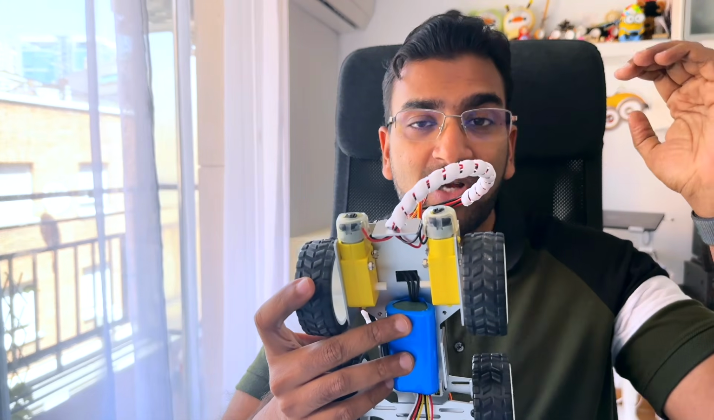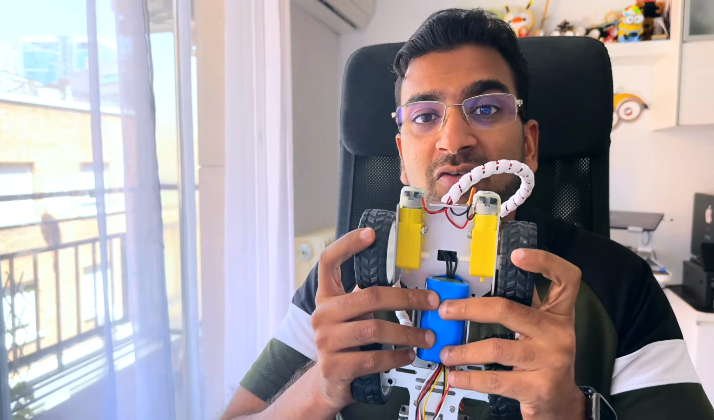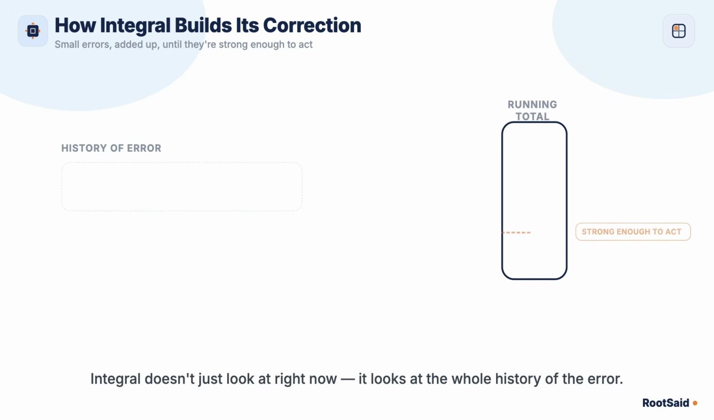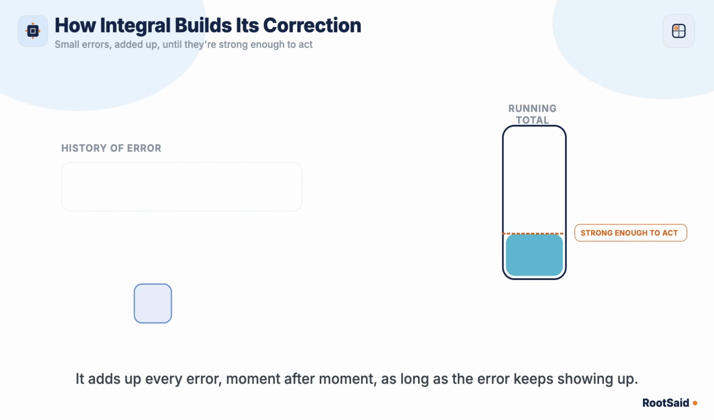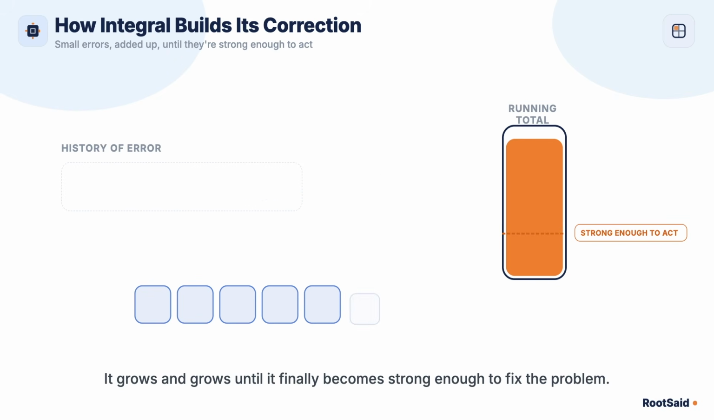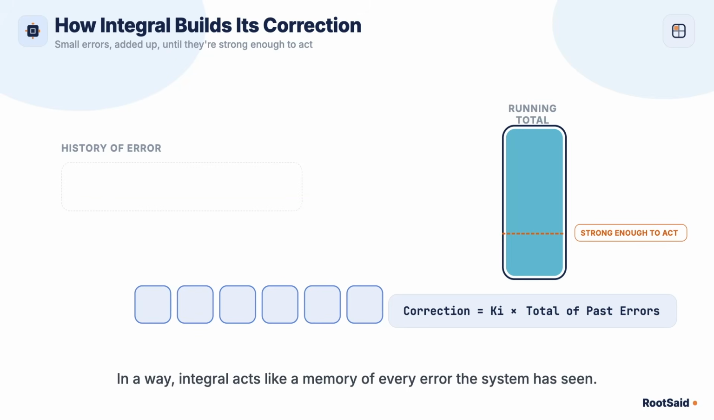But if the Kp value is too small, the motor might not be able to make that correction. Even though we don't see that difference very quickly, eventually these errors will add up and make a huge difference. So what I, or integral, does is look at the history of the error. It adds up all the errors over time. If the error does not go away, this total keeps growing and growing until it becomes strong enough to fix the problem. So the correction value here will be Ki times the total of all past errors.